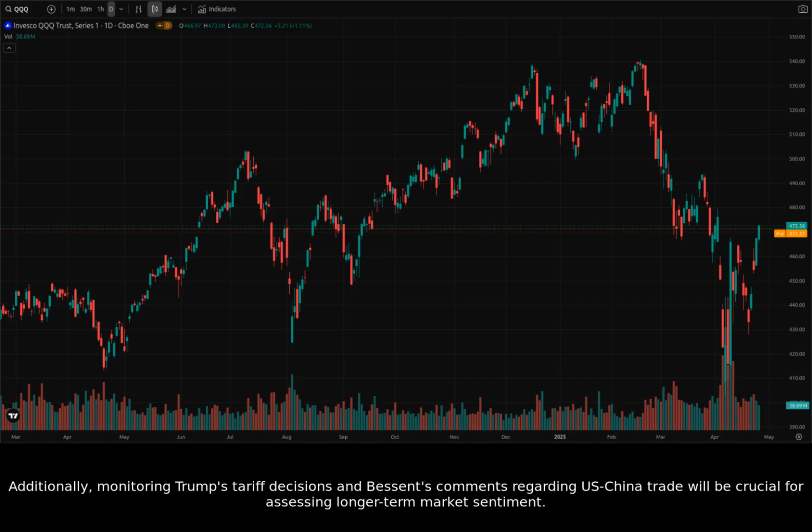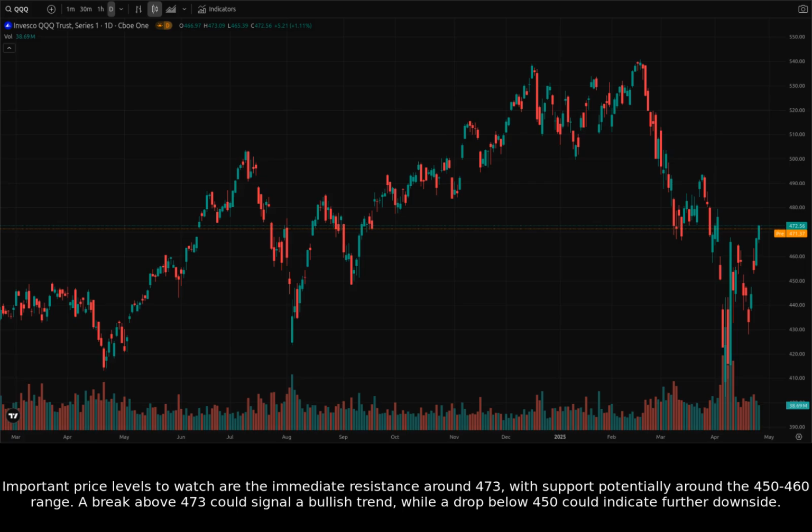market sentiment. Important price levels to watch are the immediate resistance around 473, with support potentially around the 450 to 460 range. A break above 473 could signal a bullish trend, while a drop below 450 could indicate further downside.